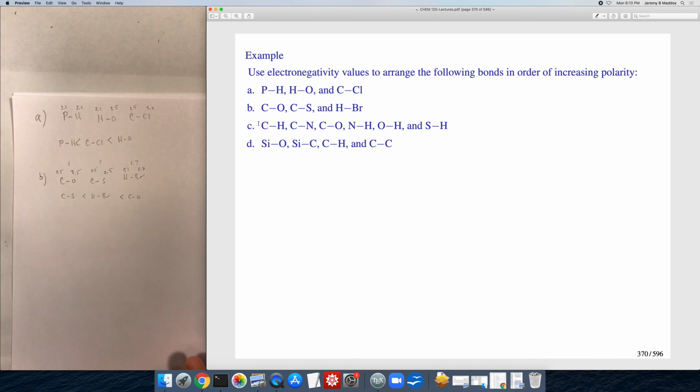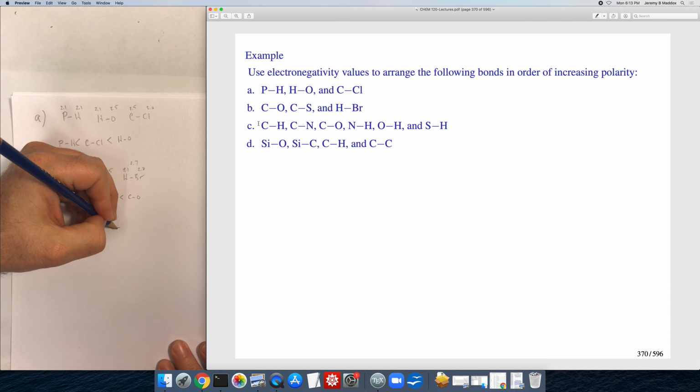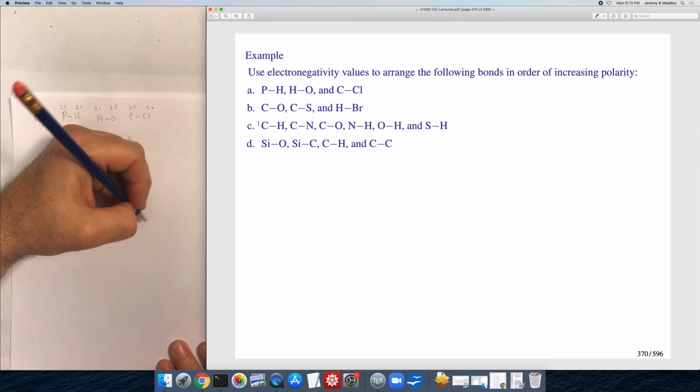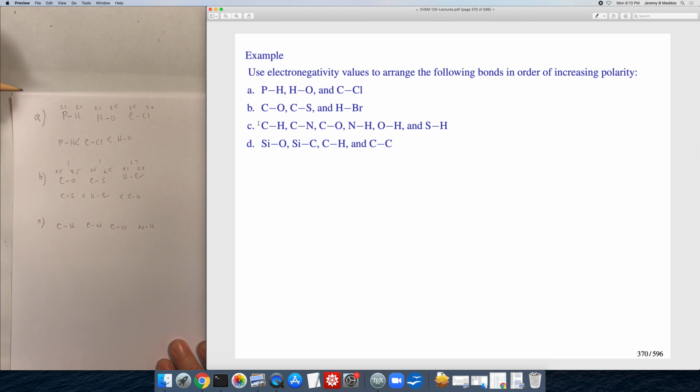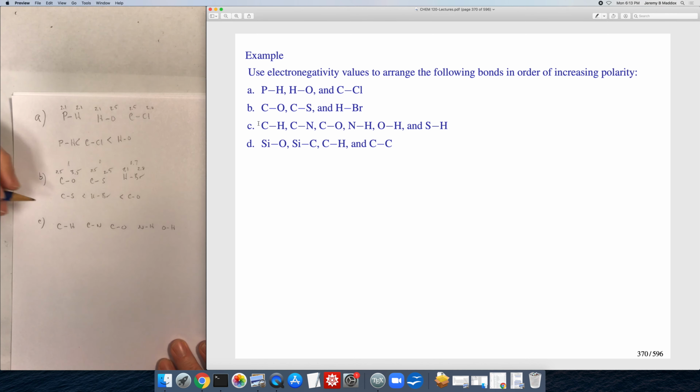Let's see. Why don't we go ahead and do part C? See if this one makes any sense. We've got carbon-hydrogen, carbon-nitrogen, carbon-oxygen, nitrogen-hydrogen, oxygen-hydrogen, and sulfur-hydrogen. So a lot to compare here.